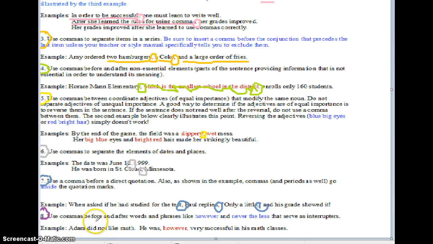Example: Adam did not like math, period. He was, however, very successful in his math class. As you can see, however is functioning as an interrupter in this particular sentence. Therefore, we separate however with commas. So those are your 8 comma rules.